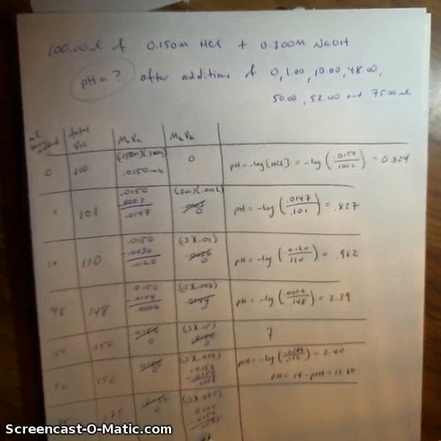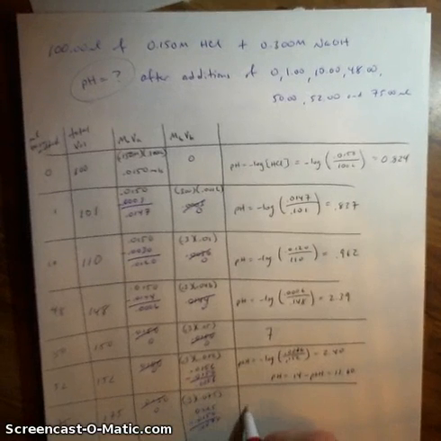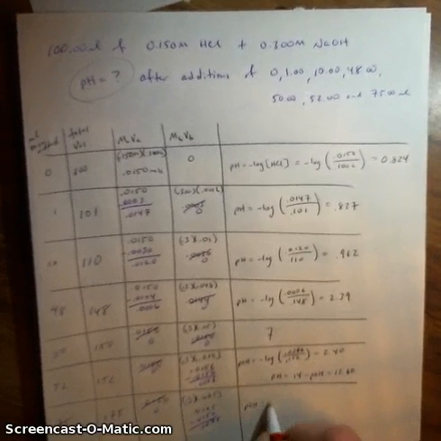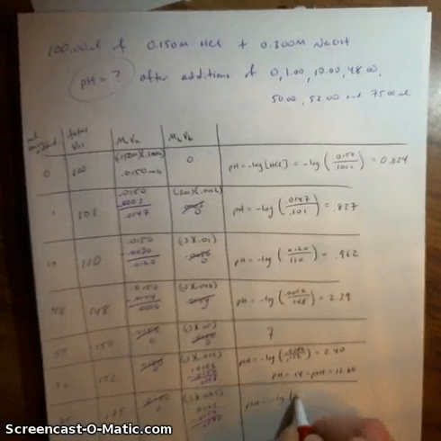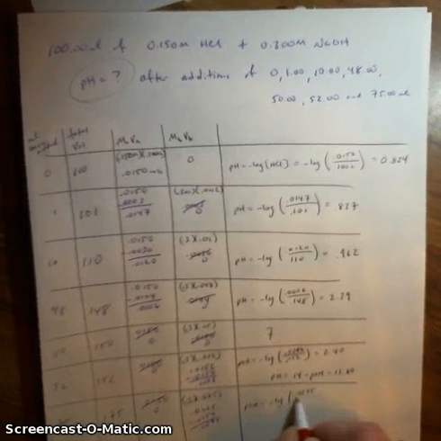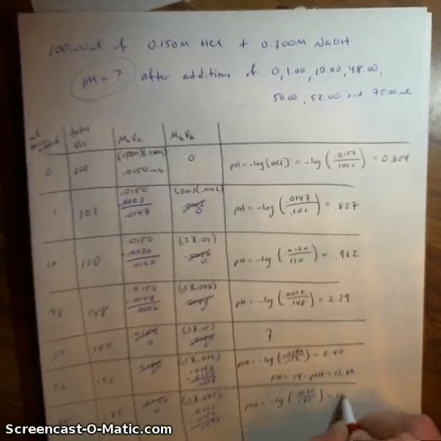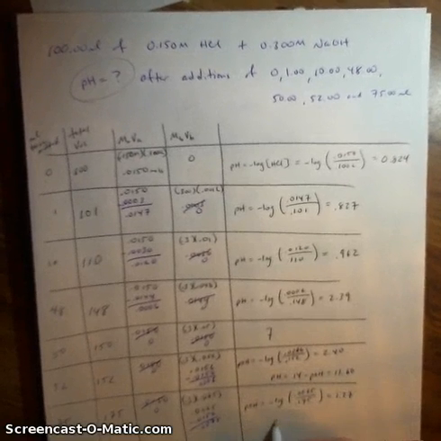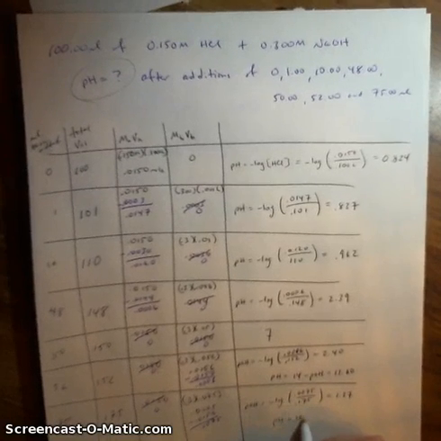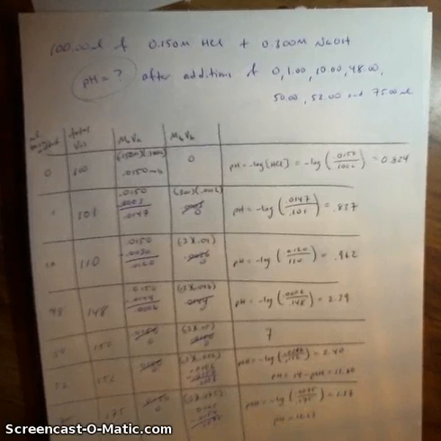Same process here. I got excess base, so the pOH is going to be the negative log of 0.0075 divided by 0.175, works out to be 1.37. pH therefore is going to be 12.63 when I subtract that from 14.